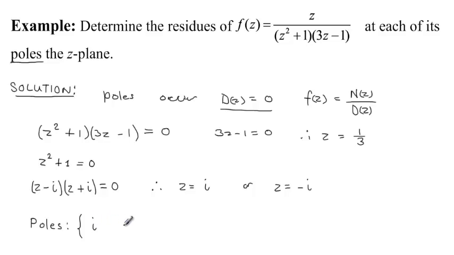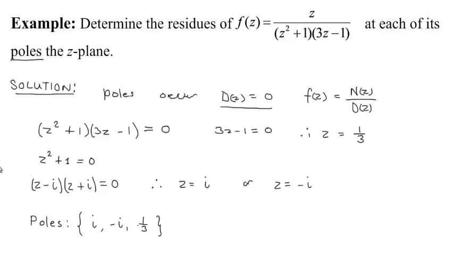In other words, the set of our poles in this case will be i, minus i and 1 over 3. We're not going to require that you write this exactly this way. I'm just making it very clear here that after setting the denominator equal to 0, you need to be able to identify your poles to be 3 poles, which are i, minus i and that.